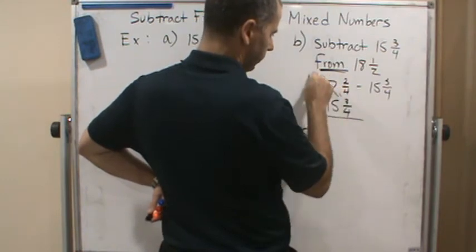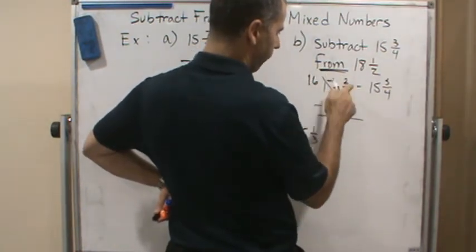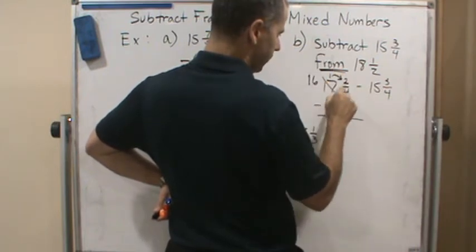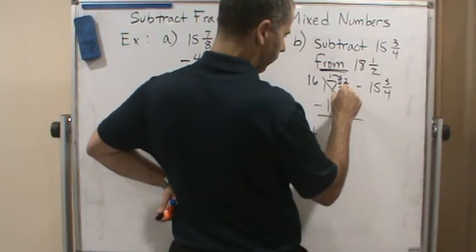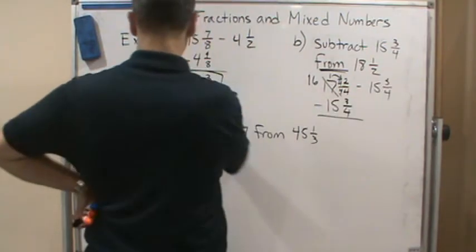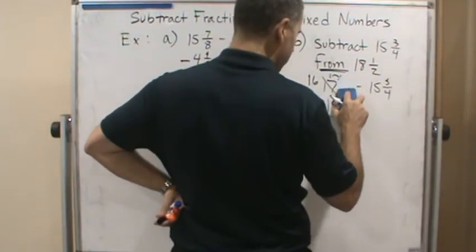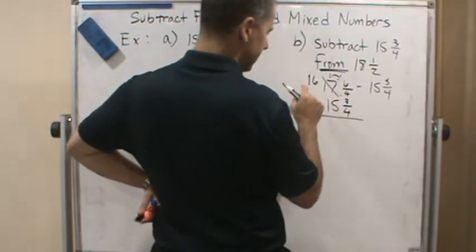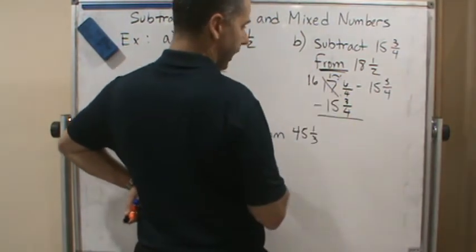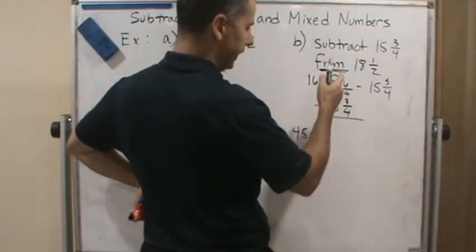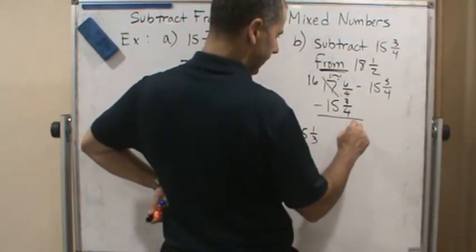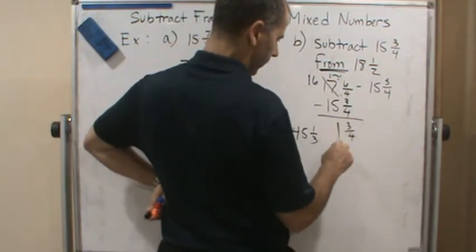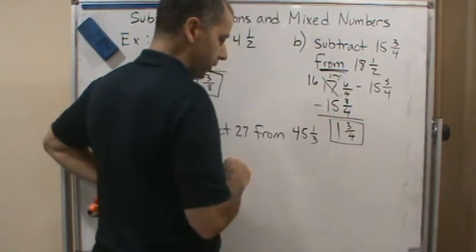So I'm going to borrow, and this becomes 16, and now I'm going to add 4/4, right? So I've got to take 1 and add it to the 2/4. Well, I'm going to add 4/4, which makes this 6/4. So I'm going to change this to 6/4. So now I've got 16 and 6/4 here. Now the top is bigger than the bottom and I can subtract. And so now I subtract and I get 3/4. And now I subtract here and I get 1. So the answer is 1 3/4.